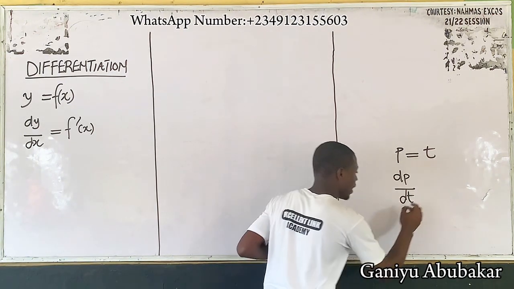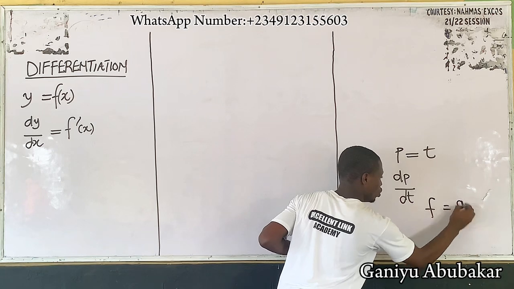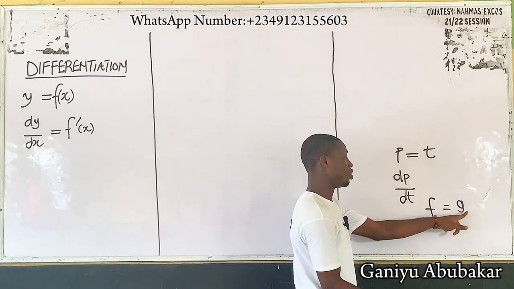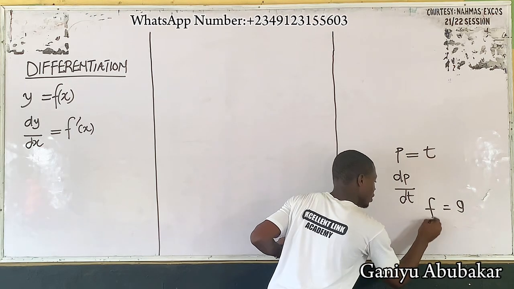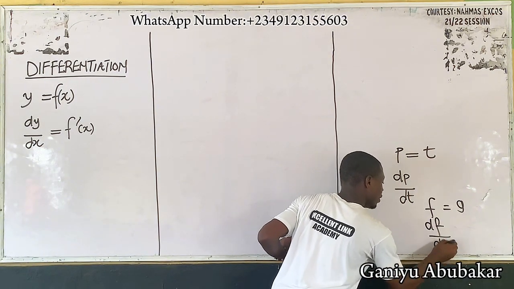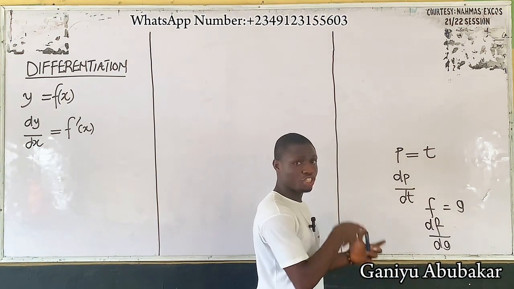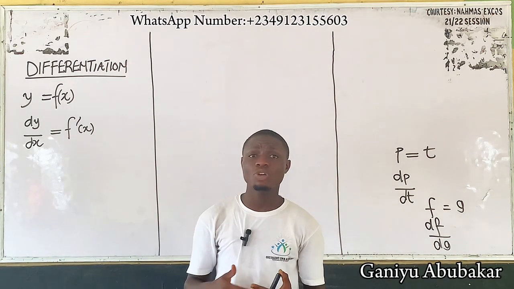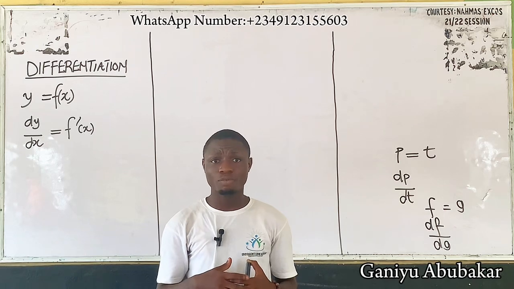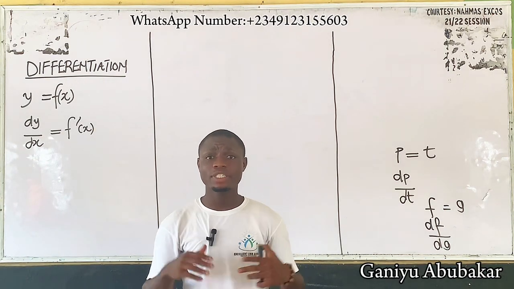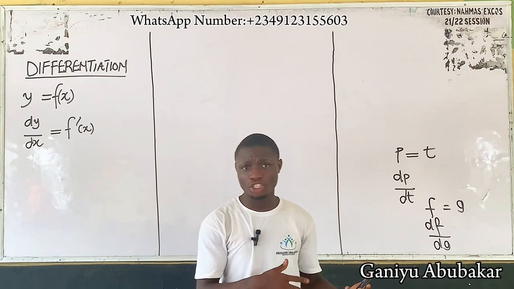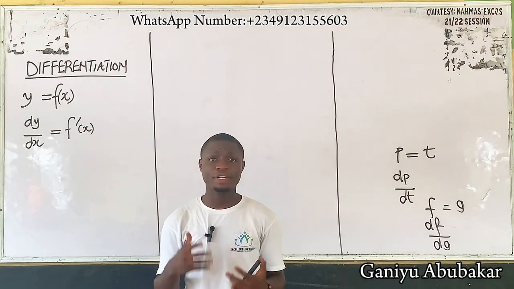Let's say, for instance, I have f equal to g. In this case, f is changing with respect to g. Of course, I'll have df over dg. So the change in a parameter or variable with respect to another parameter or variable, that's just simply the concept of differentiation. When it comes to differentiation, there are several methods involved.